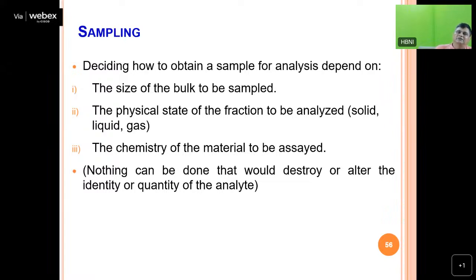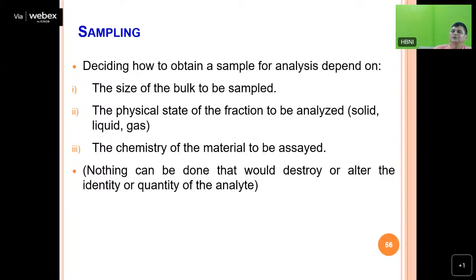What are the deciding factors? How to obtain a sample for analysis depends on the size of the bulk to be sampled and the physical state of the fraction to be analyzed. What are the mostly samples, either solid, liquid, or gas? These are basically the three states of materials that we generally use for the analysis.